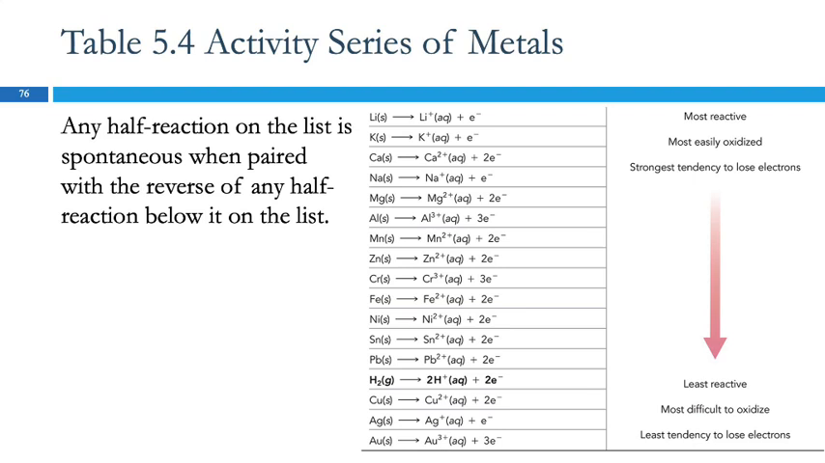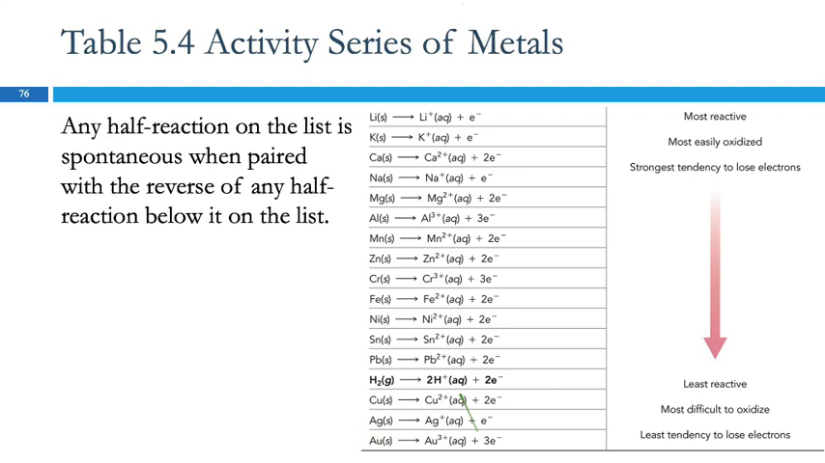So the order here is that the one on top, lithium, is the most likely to lose electrons. So it's the most easily oxidized. And at the bottom, we have the one that's most difficult to oxidize. So we could say that this one has the strongest tendency to lose electrons. That also means it's more reactive than the guys at the bottom.